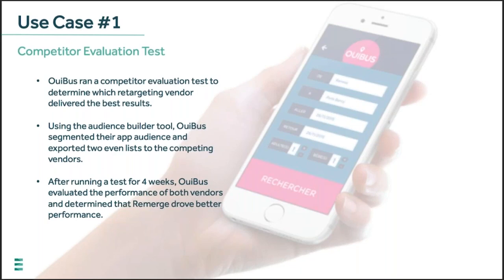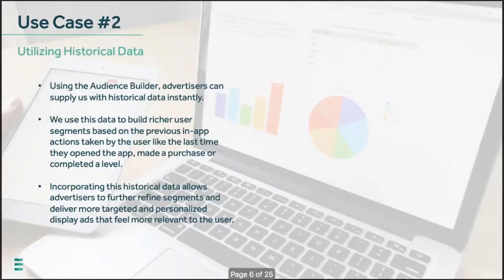The last scenario is a so-called uplift test. Basically, the client holds back a control group and gives us just one part of the audience list. What they can then do is measure how the control group is performing from an organic perspective against the test group that we have been provided to run retargeting.